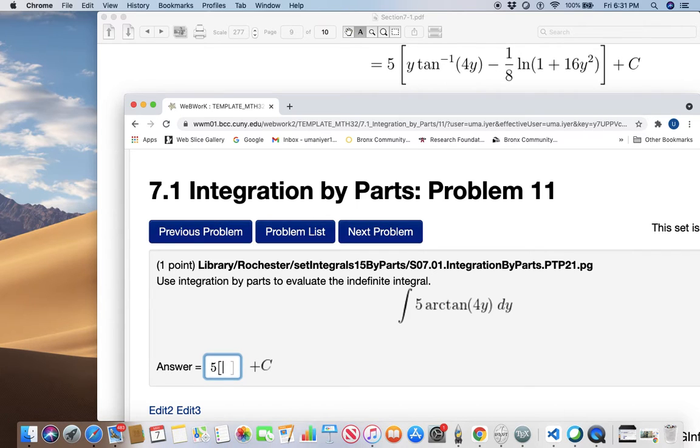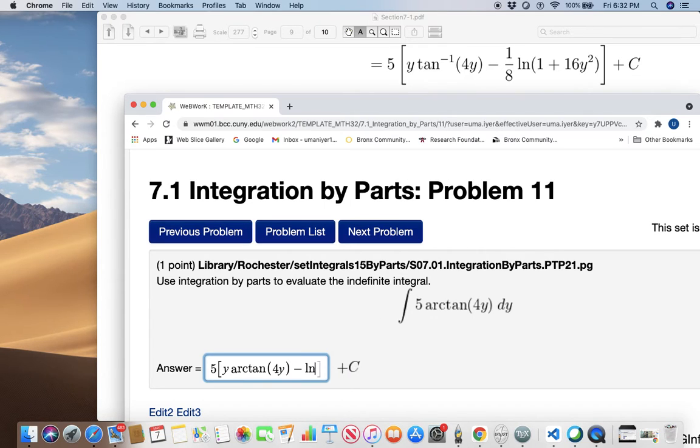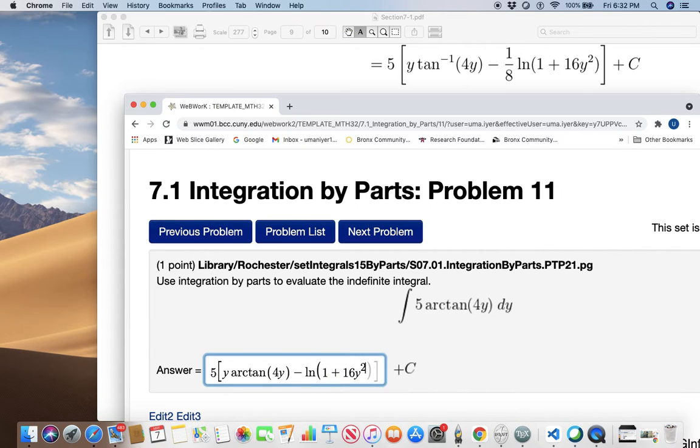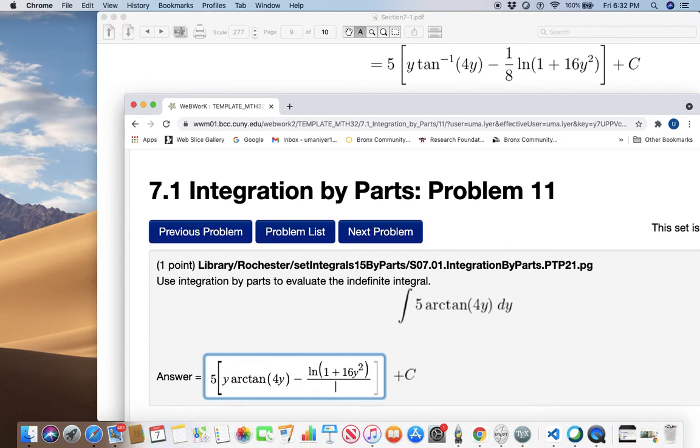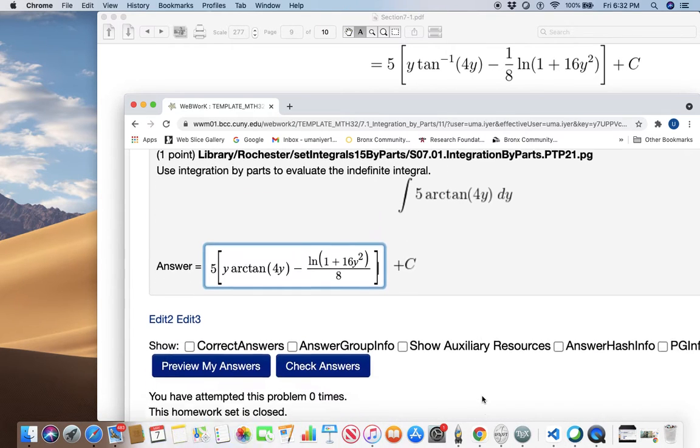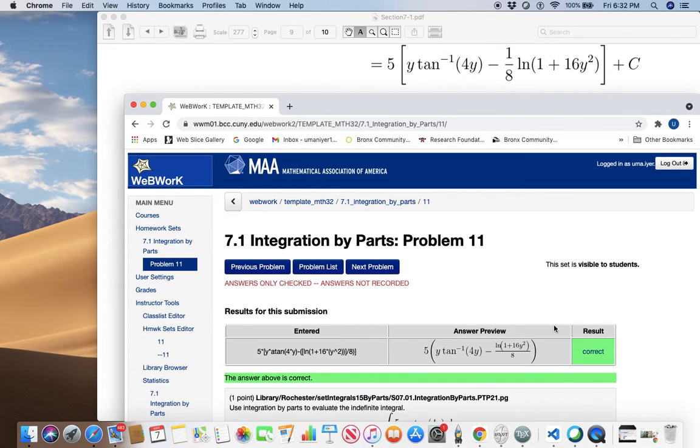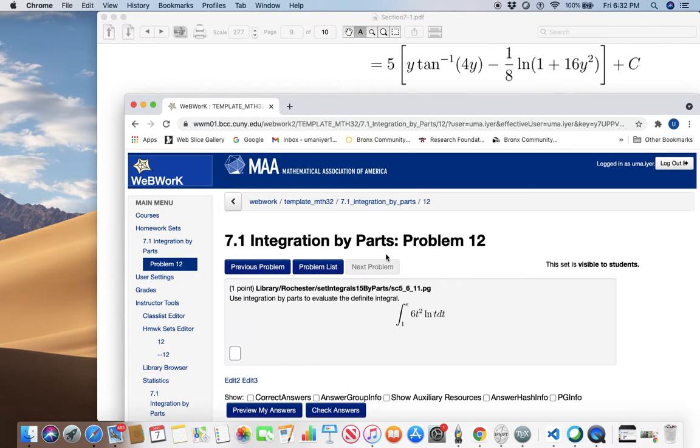5 times the quantity y arctan 4y minus natural log of 1 plus 16y squared, all over 8. Don't forget to close parentheses and add a constant of integration. All right, so all that is good.